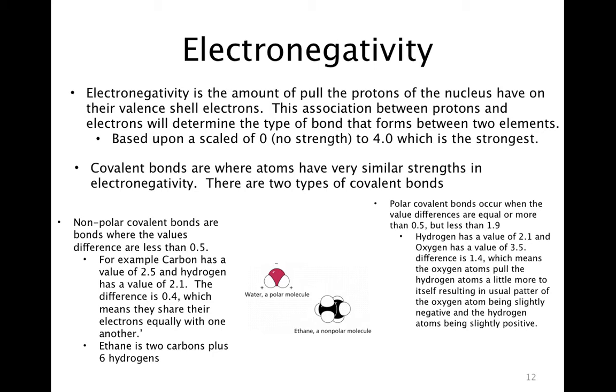Okay, so nonpolar means differences of less than 0.5, and the electrons are shared equally, so there's no negativity or positivity in the molecule. Polar covalent bonds have differences of 0.5 to 1.9, and there's slight negativity on one side and slight positivity on the other side of the molecule itself.